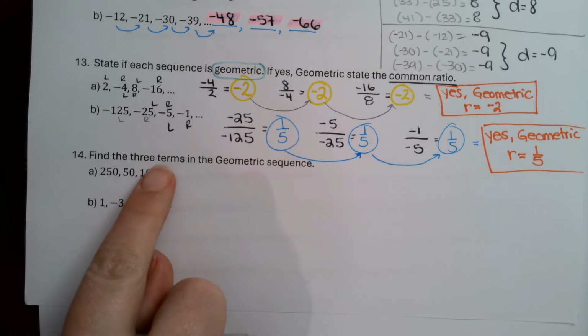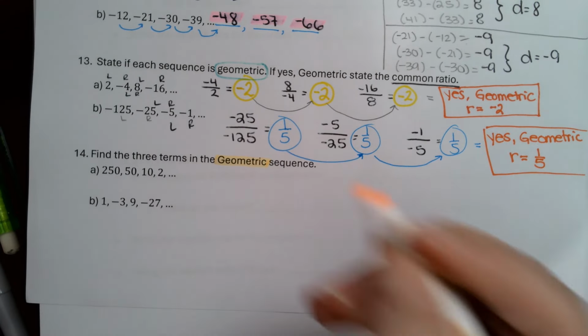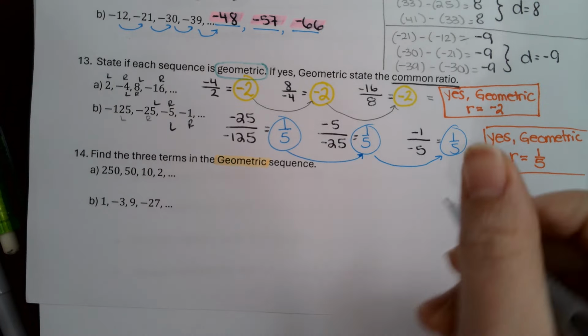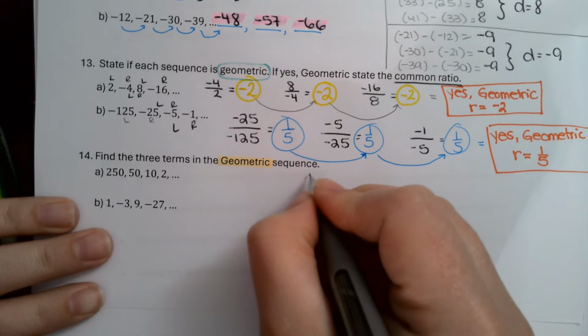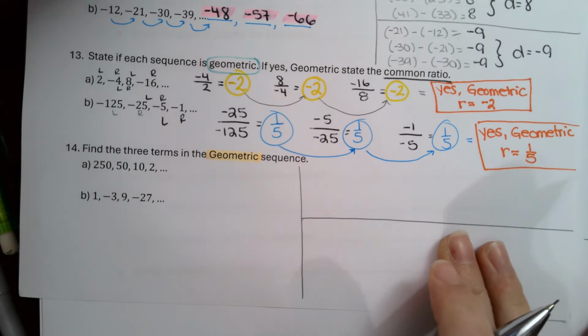Okay, finding the next three terms in the geometric sequence. Geometric means we're now going to be looking for a common ratio and then using that common ratio to continue in finding the next three terms. So I'm going to split this up, give myself some space for the top versus the bottom question.